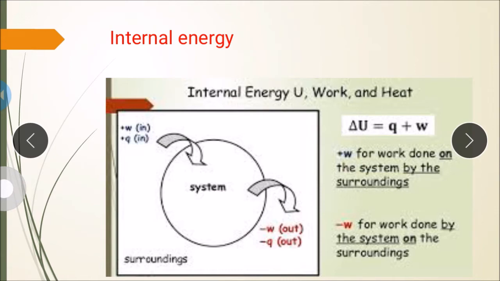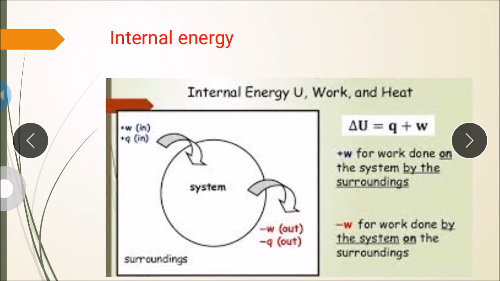Then the next slide has the meaning of internal energy. Internal energy U, work and heat. The change in internal energy, delta U, is equal to Q plus W, where W is the work done on the system by the surroundings, and minus W is the work done by the system on the surroundings. If it loses, there will be a minus symbol. If it gains, there will be a plus symbol.